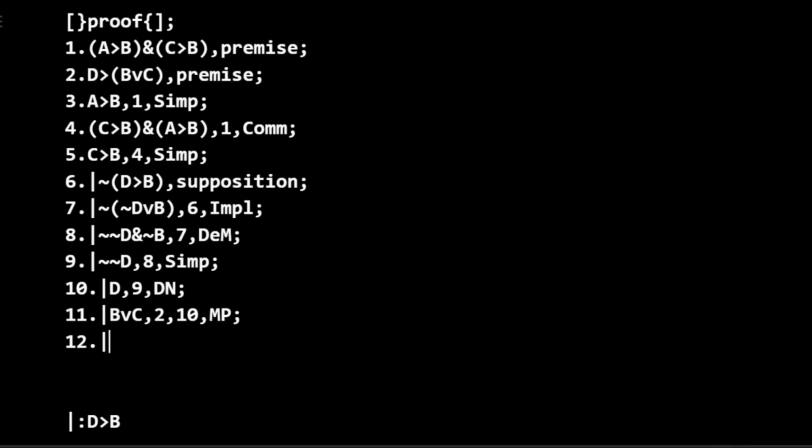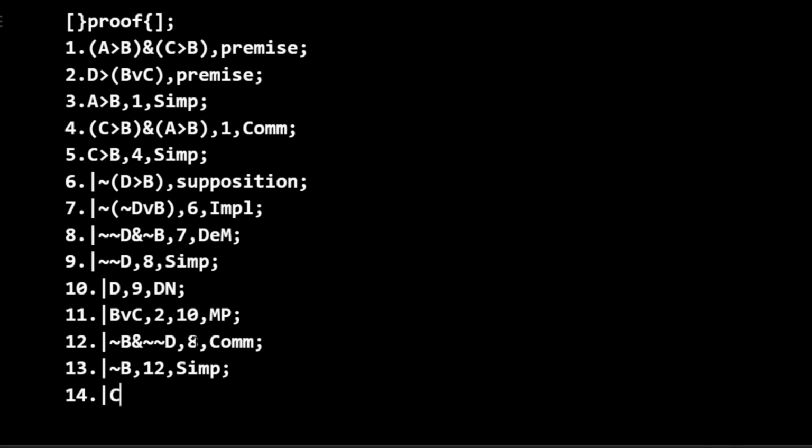And let's see. We can do not B and not D from line 8, like commutativity. And then do not B from line 12, simplification. And 14, we can get C from line 11 and lines 13 by disjunctive syllogism.